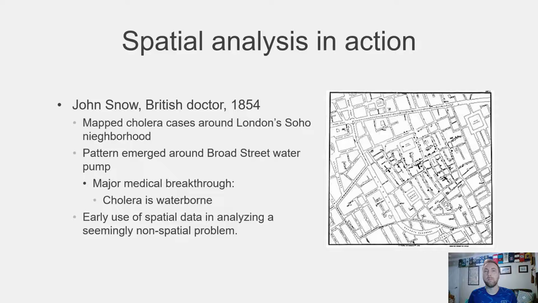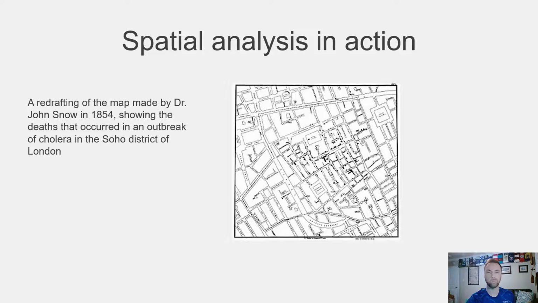As he started to map the locations of these cases, he realized a pattern that was essentially around the Broad Street water pump. So it was a water pump. At the time, cholera was thought to be an air disease, like a miasma, a disease that floated through the air, but it actually is waterborne. It wasn't known at the time. And so he essentially surmised from the proximity of the cases to the water pump that, sure enough, cholera is a waterborne illness. So this was an early use of spatial data in analyzing a seemingly non-spatial problem.